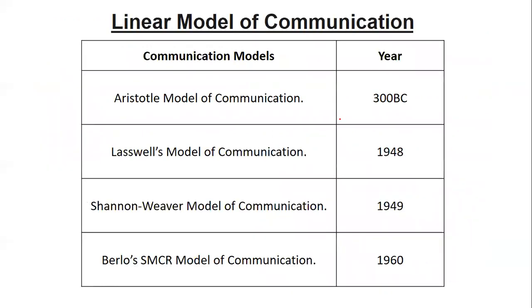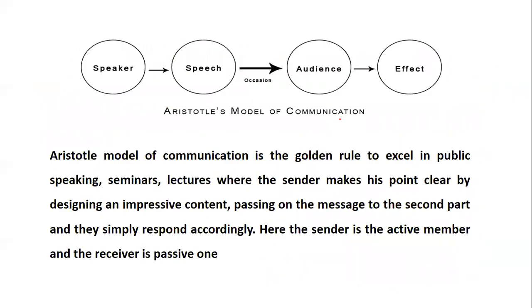So these are the models. These models will give you a clear-cut idea and help you to get a clear understanding. So what comes under linear? Aristotle, Laswell's model, Shannon Weaver model, and Berlo's SMCR model. When we talk about the Aristotle model, the golden rule is to excel in public speaking, seminar lectures, where the sender makes a point very clearly with impressive content, passing on the message. Here the sender is active, whereas the receiver is passive. So your speaker speaks, creating an effect on the audience.